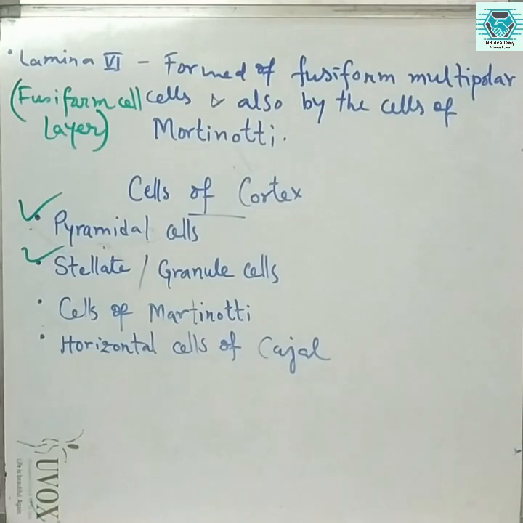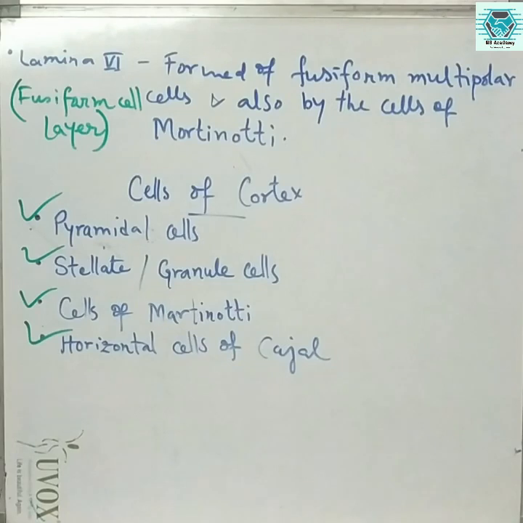The cells of Martinotti are also present in lamina 6. These are small multipolar cells, and basically they are found in almost all layers. Their axons run vertically upwards toward the cortical surface and ramify in lamina 1. Then the horizontal cells of Cajal are found in lamina 1. These cells extend horizontally with their processes and probably integrate the functions of the adjacent cortical columns. So these are the cells present in the cortex.